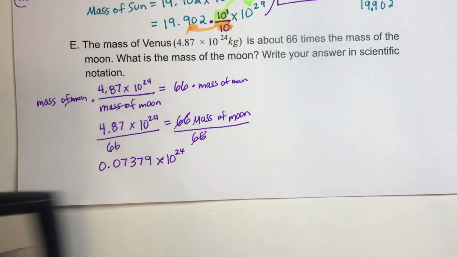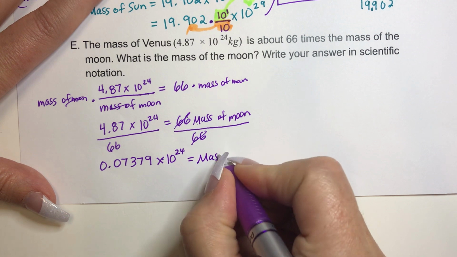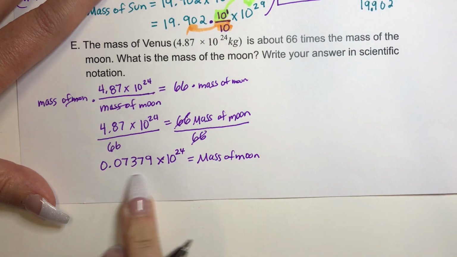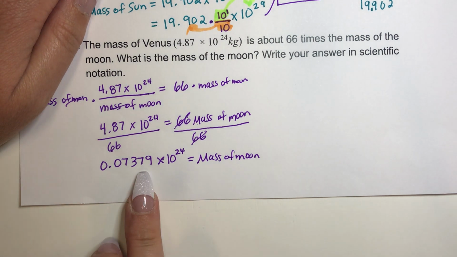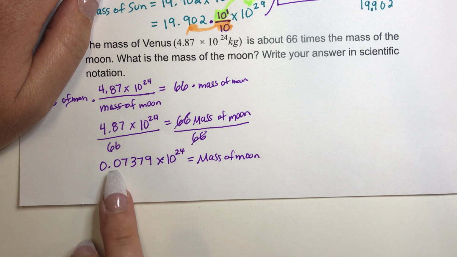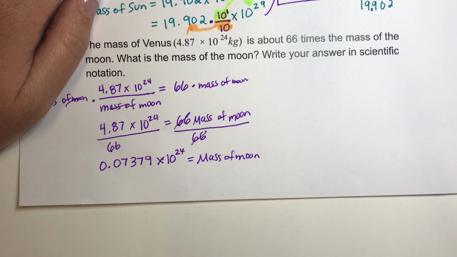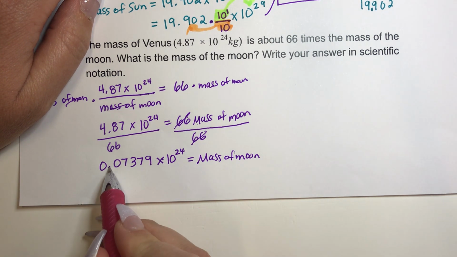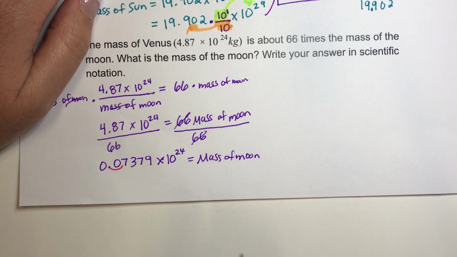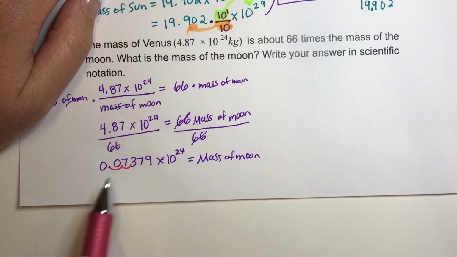Okay, now this equals the mass of the moon, right? Is this number between 1 and 10? And the answer is no, it's way too small. So how many times do we have to multiply by 10 in order to get this to be a number between 1 and 10? If I was to move this over, that would be like multiplying it once by 10, but it would be 0.73. It still wouldn't be big enough. So I'm going to have to multiply it by 10 again, and then I'd have 7.379, which is a number between 1 and 10.